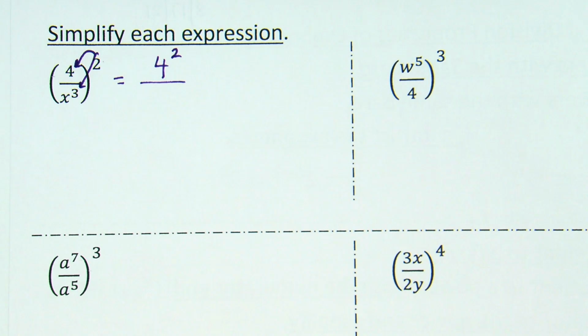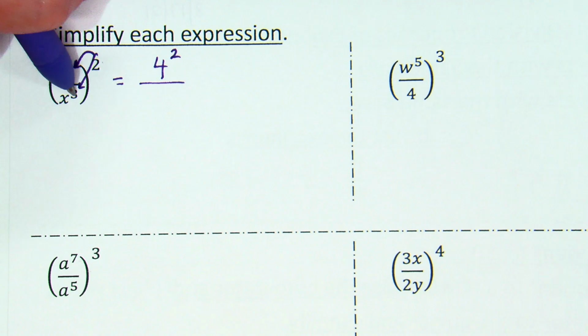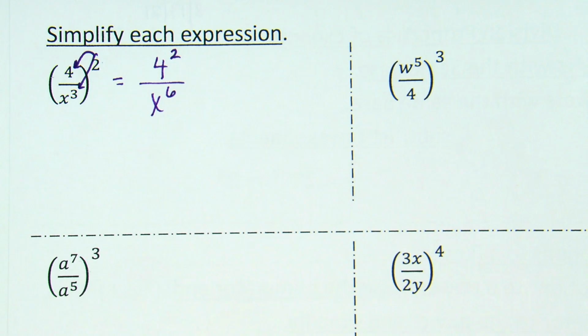No? If the bases are the same and we can see two x's, we add them. But when it's a power raised to a power, we're going to multiply. And 3 times 2 is 6. Now, my guess would be don't stop here. Go one more step. 16. Yeah. 4 squared is 16 over x to the 6th.